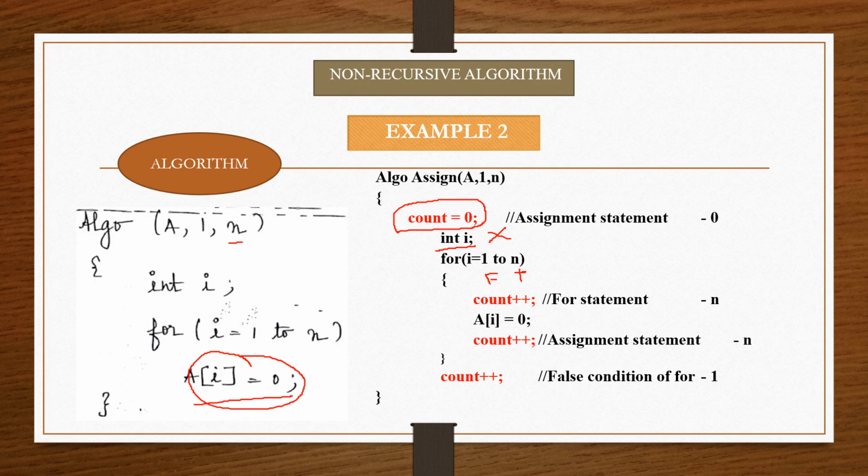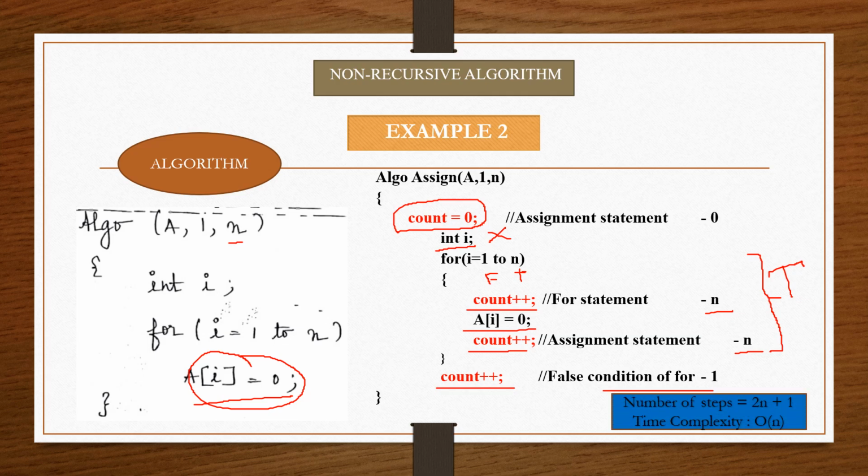So I am incrementing count n times, that is the true times, and for this assignment statement inside the loop I am incrementing, therefore n times. Finally, this increment is for the false condition. These two are inside the loop, so they will be executed the true times, that is n. When I add all these, I get 2n plus 1, and the complexity is in terms of n only, so it is order of n.